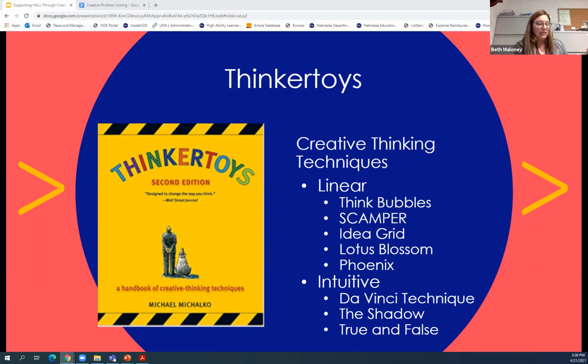So I think some of these in this book can be a little bit high level. So this would be a really good book if you're working with older kids. You can definitely modify them down. But that one's full of different ideas.